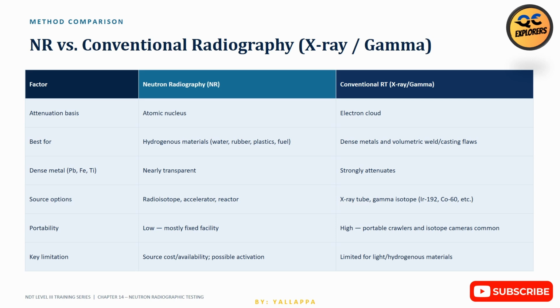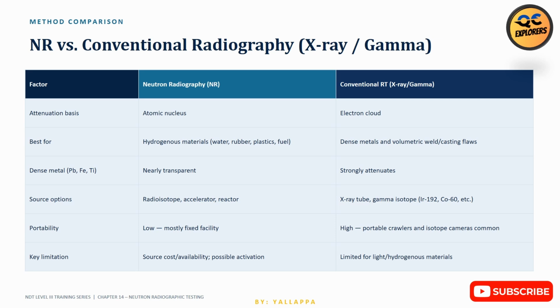In many aerospace, nuclear, and defense applications, both neutron radiography and conventional radiography are performed on the same component. The two images are then evaluated together, giving inspectors a much more complete understanding of the internal condition of the part. Before we move on, I'd like you to remember one simple comparison that summarizes this entire slide.